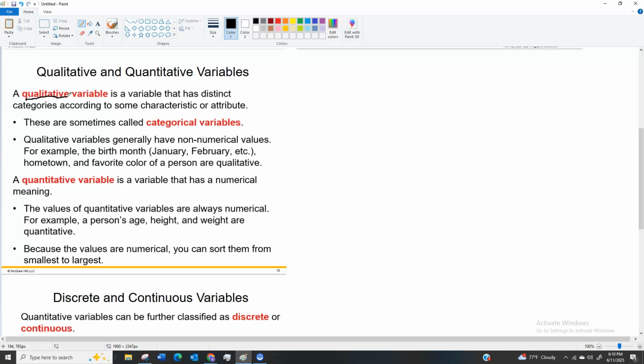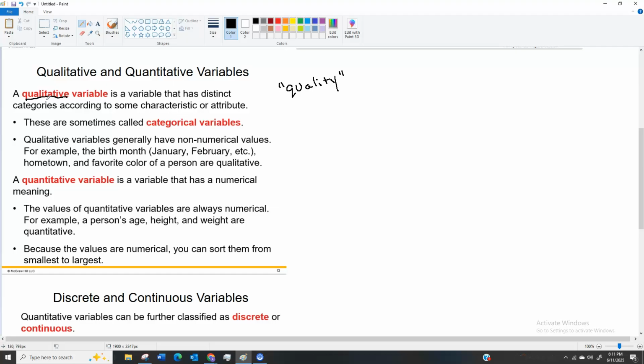So with qualitative variables, the base word for that, of course, is quality. So when you think of something, if you say, name a quality of that person, you're going to probably say something like, again, going back to hair color, they have black hair, they have brown eyes, they go to Lone Star College. You're going to name some sort of category about them. And so a qualitative variable is a variable that has distinct categories.